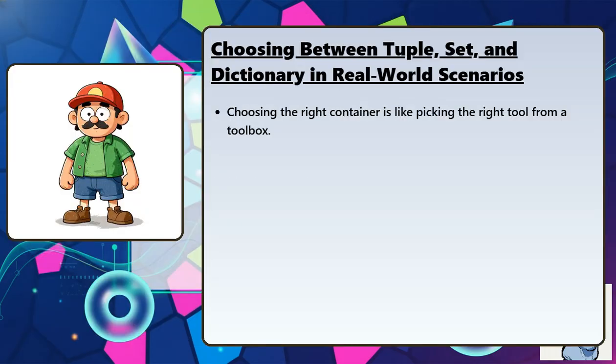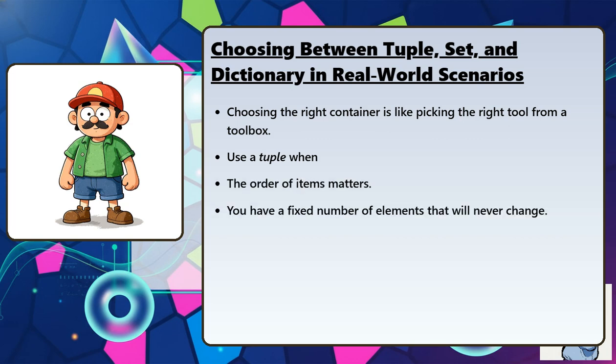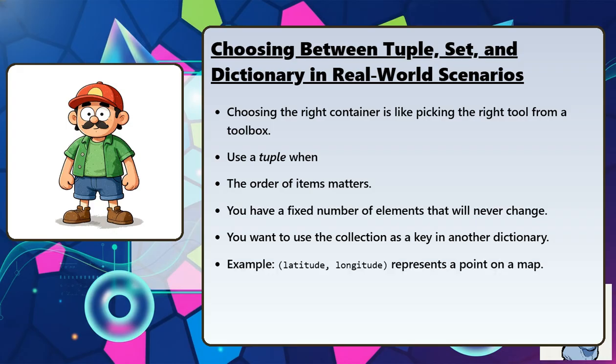Choosing the right container is like picking the right tool from a toolbox. Use a tuple when the order of items matters, you have a fixed number of elements that will never change, or you want to use the collection as a key in another dictionary. Example: latitude-longitude represents a point on a map.